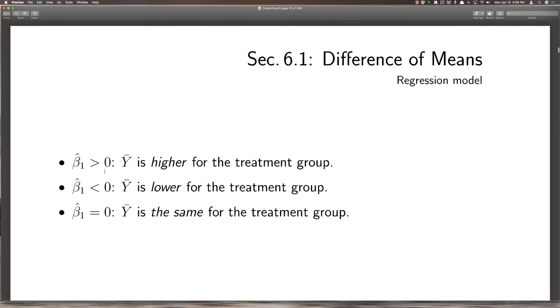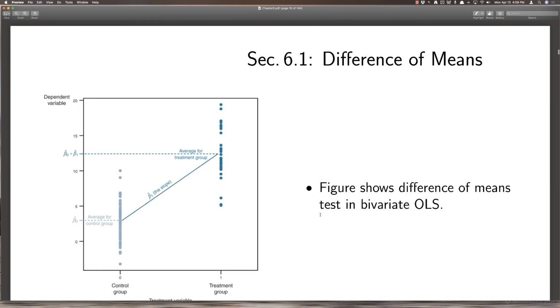So if beta 1 hat is greater than 0, then the average value of the dependent variable is higher for the treatment group. If beta 1 hat is negative, then the average value of the dependent variable is lower for the treatment group than it is for the control group, or it's lower for the 1 group than the 0 group, right? Because we want to start thinking about how we would generalize this to other cases that aren't necessarily experimental treatment and control. And then if beta 1 hat is 0, then the average value of the dependent variable is the same for the treatment group and the control group.